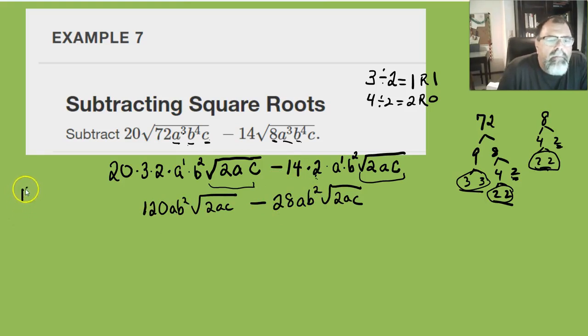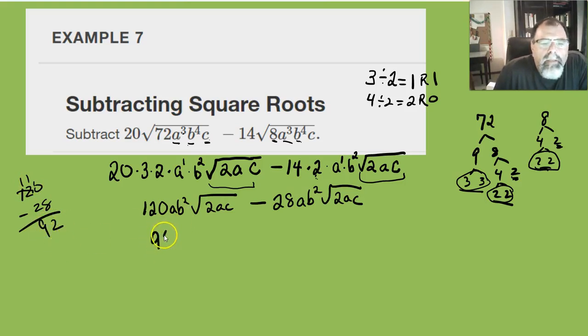120 minus 28. So that would be what, 92? So 92 ab squared square root of 2ac.